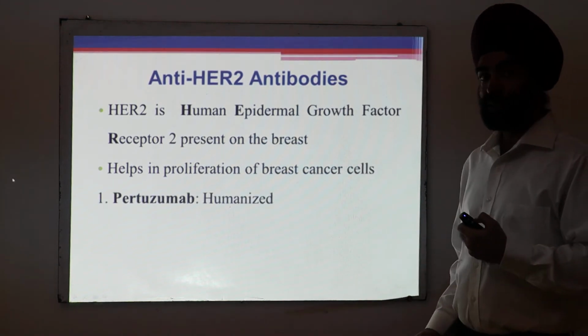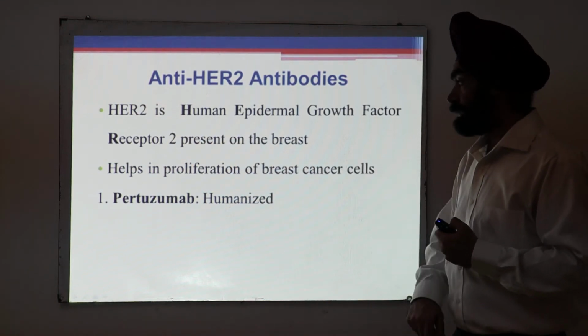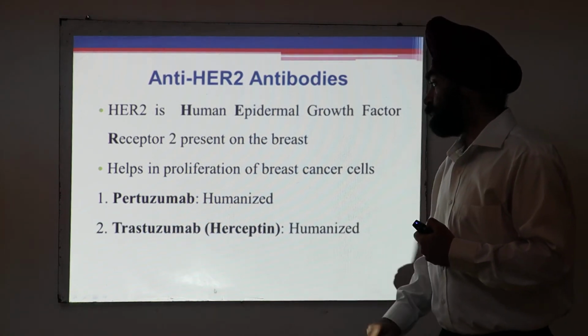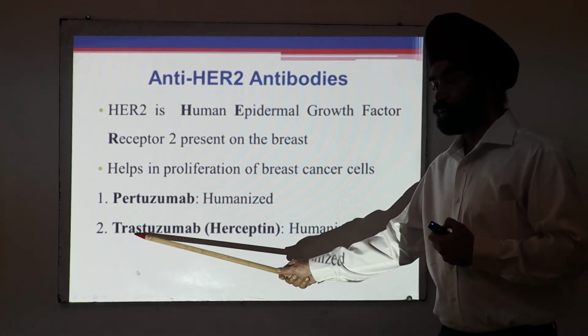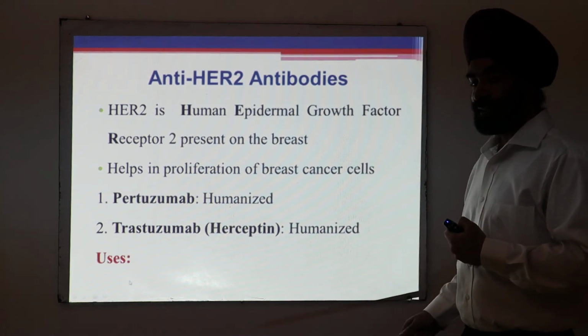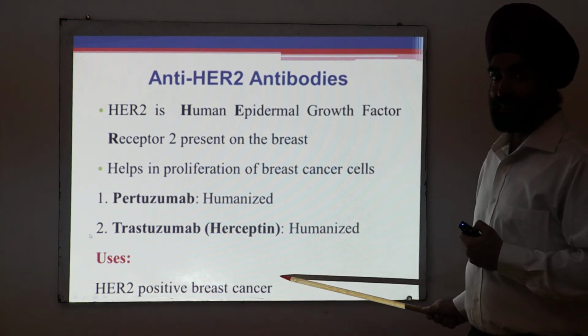So antibodies are developed that target this protein, and examples are pertuzumab and trastuzumab, and very commonly trastuzumab is called Herceptin, and obviously you can say they are used in HER2 positive breast cancer conditions.